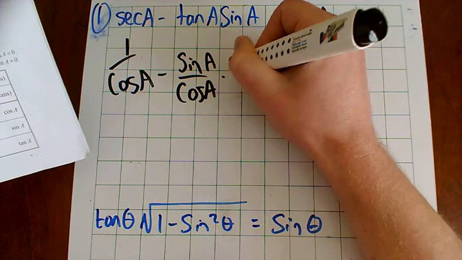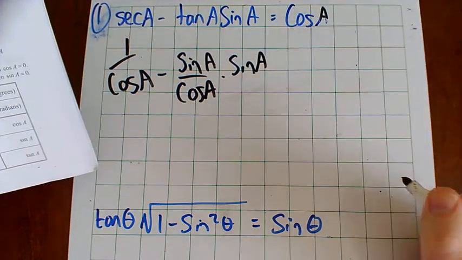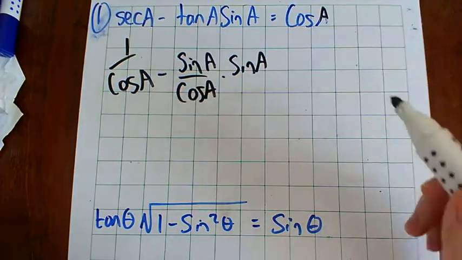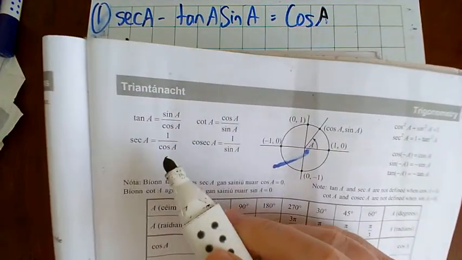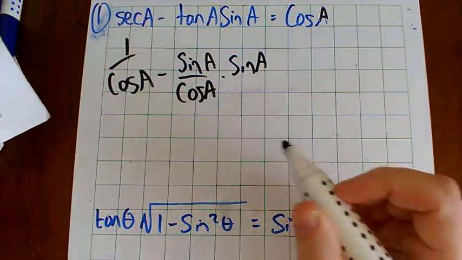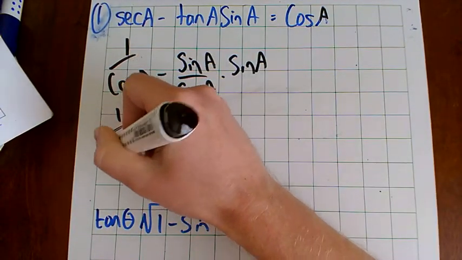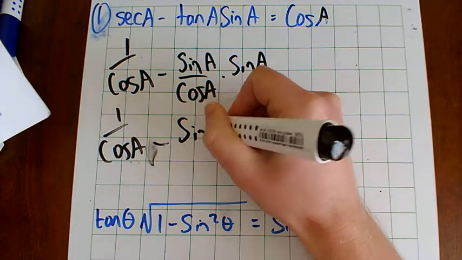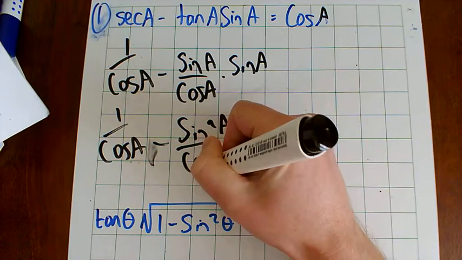Times sine A, because I haven't done anything with that. So we're just dealing with the left-hand side here. So all I've used is I've changed the sec to 1 over cos A and the tan to sine A over cos A. If I rewrite that, I get 1 over cos A minus sine squared A over cos A.